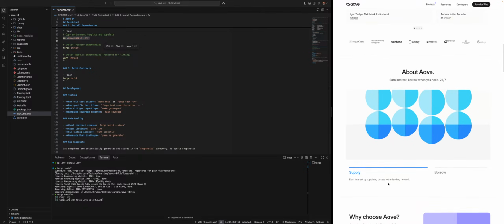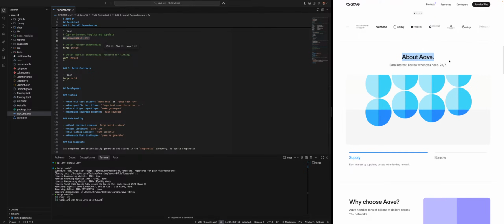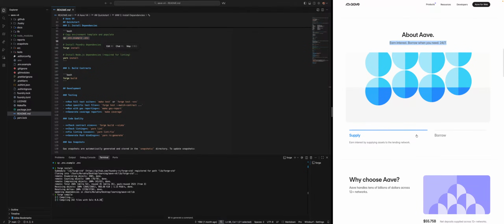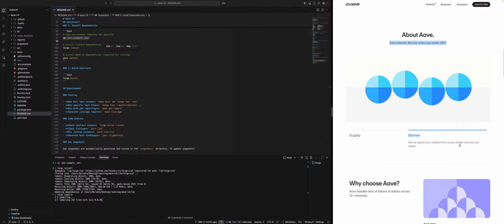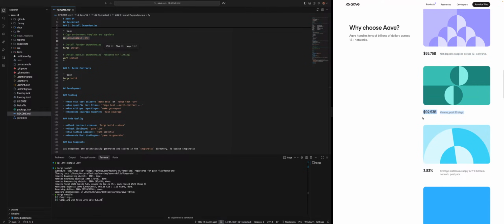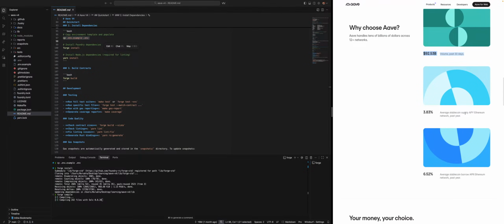So about Aave: earn interest, borrow when you need, 24/7. They have supply and borrow, so you can earn interest by supplying assets to the lending network, and you can borrow against the collateral. And why choose Aave? 12 networks. Okay, stablecoin supply.